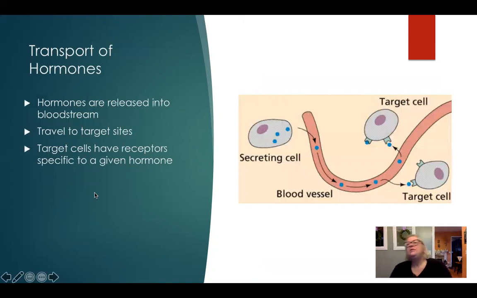Now, hormones, as I said, are going to be transported in the blood. And what is going to happen is that the particular endocrine cell is going to... Hold on a second. My husband's come in the door and I have to let him in. Everyone, welcome my husband.